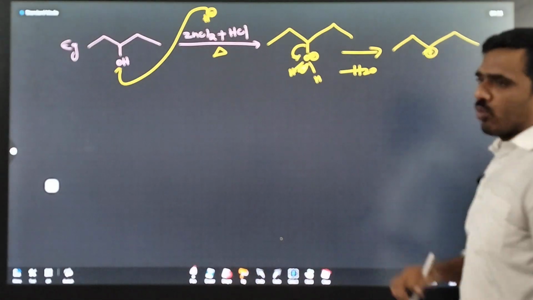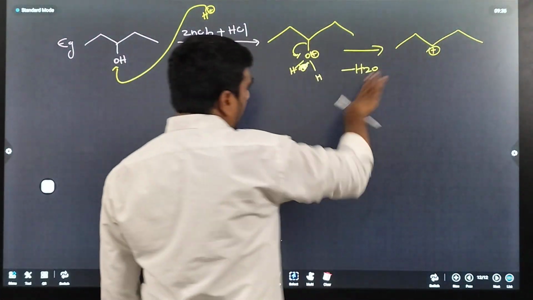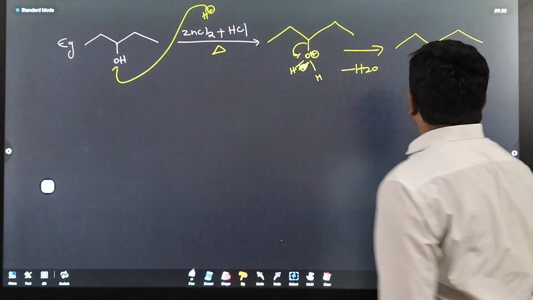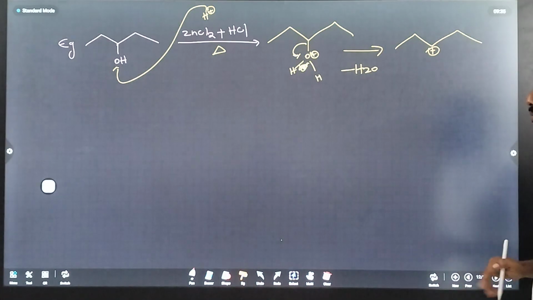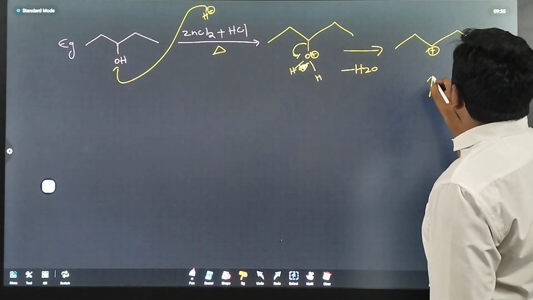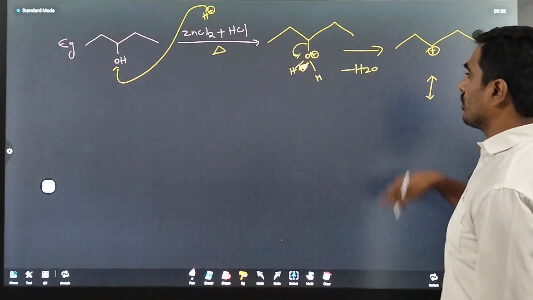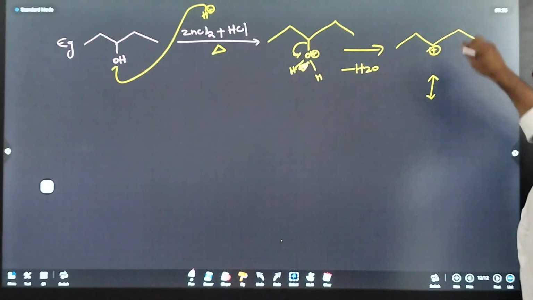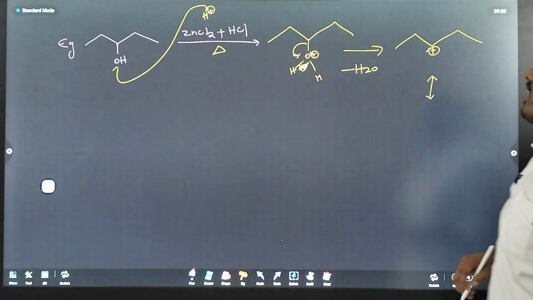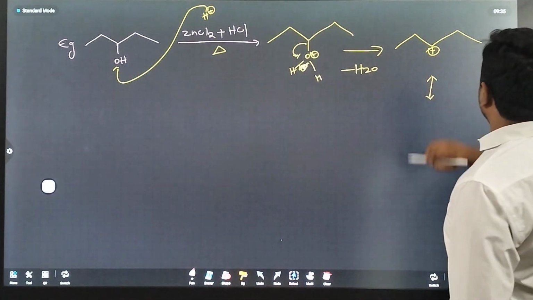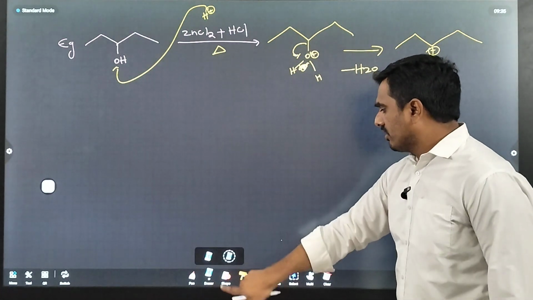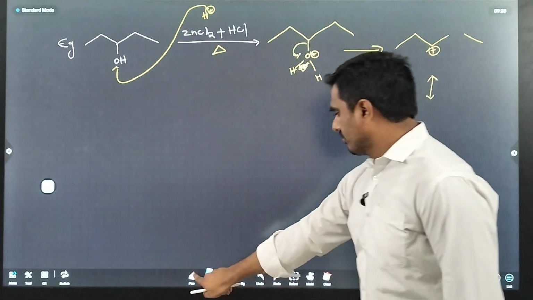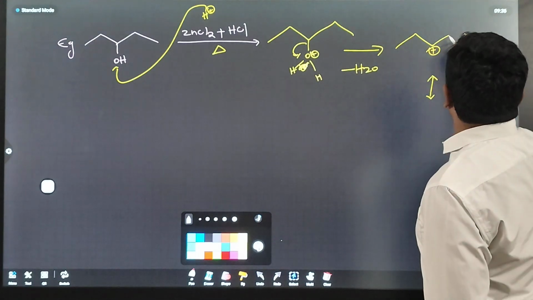So this is the carbocation. Is this carbocation stable or unstable? Here carbocation rearrangement is possible. The less stable carbocation rearranges to a more stable carbocation. In this carbocation, how many alpha hydrogens are there? The carbon adjacent to the system is the alpha carbon. Just wait.